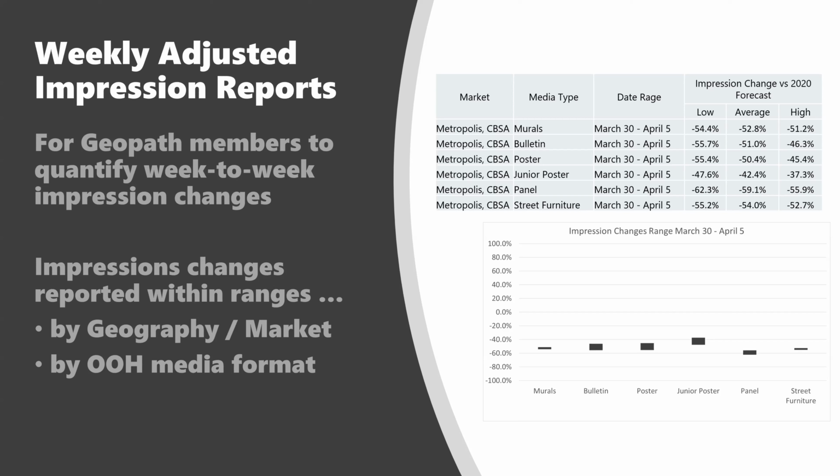And so in this case, we have a little example chart over here and a table of changes happening in Metropolis. For this part of the table, which is for March 30th through April 5th, you're seeing that Bulletin saw an average change of around 51%, up and down anywhere between 55 and 46%. And each different media type has different distributions in different areas of the market, and they're going to have different changes themselves.